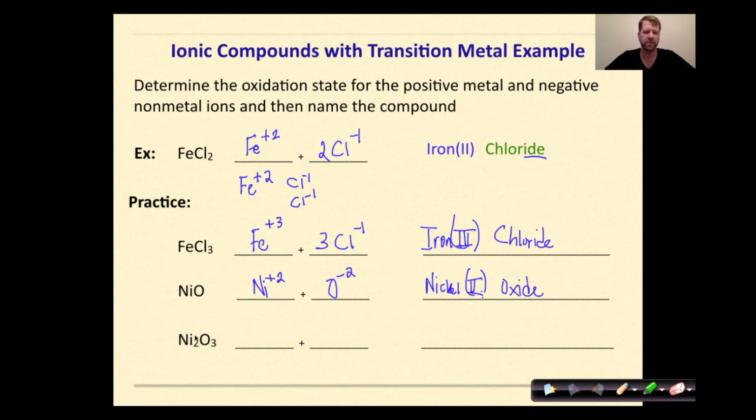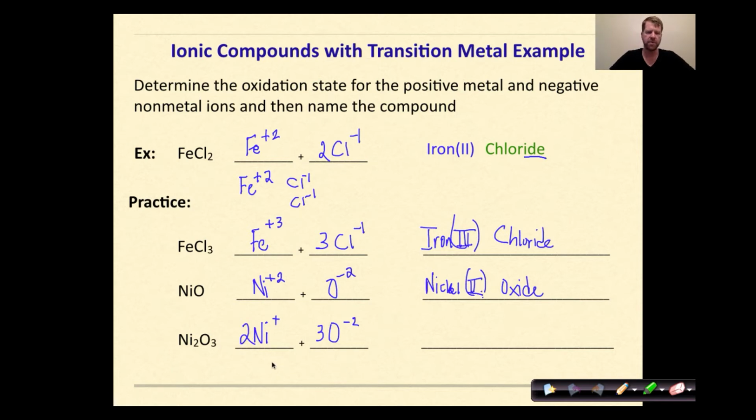Now, this is a very similar looking formula, but I have a subscript of 2 on the nickel and a subscript of 3 on the oxygen. So here I know that I have nickel plus something again. I have oxygen -2, and if we look at it, there are 3 oxygen -2s, and there are 2 nickel plus somethings. So you have to use some reasoning.